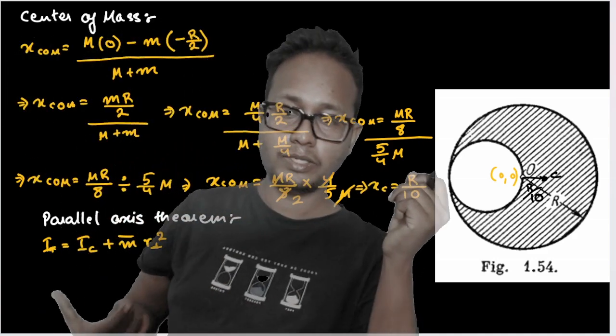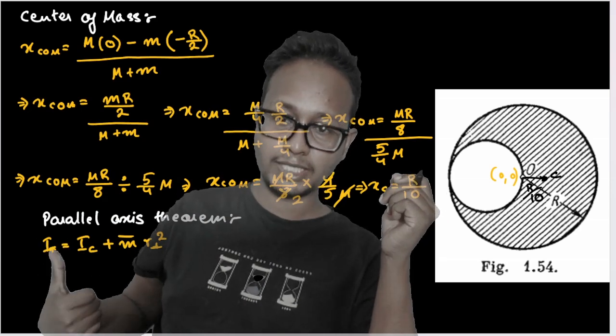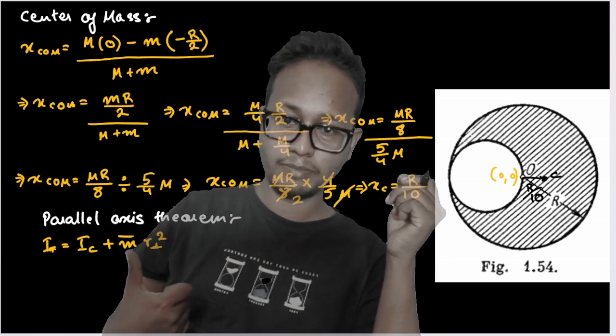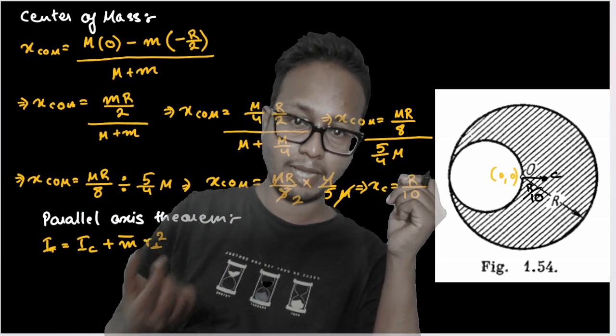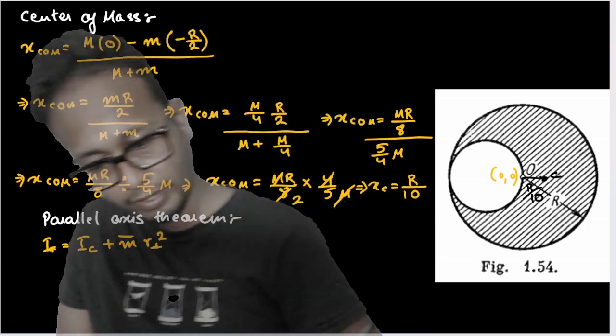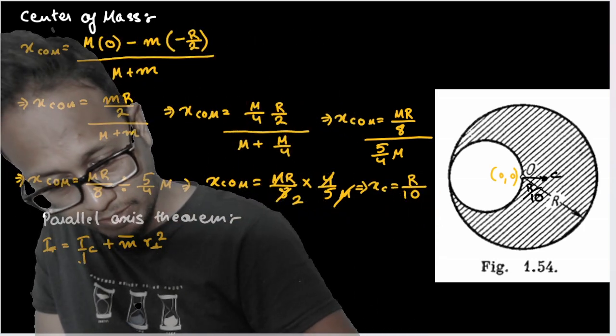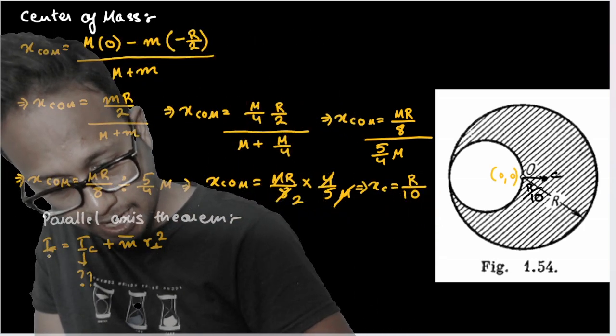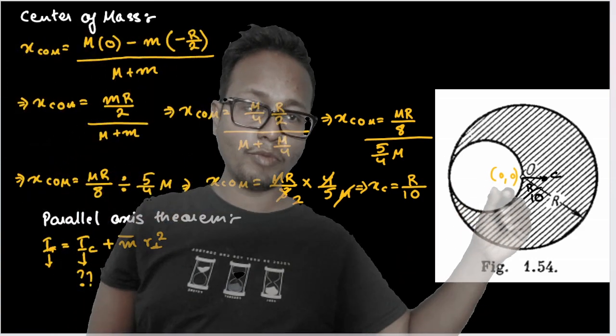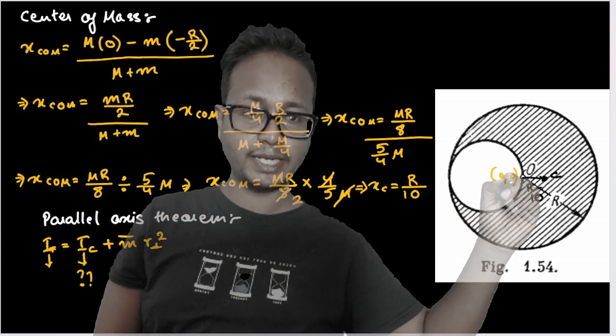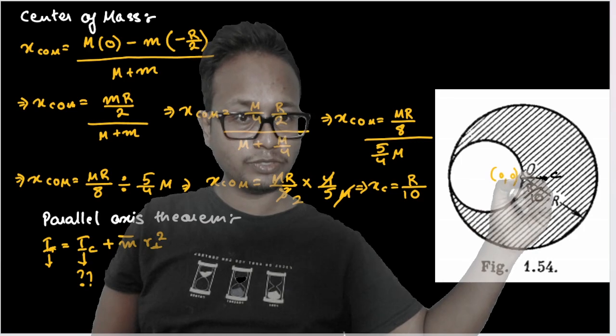You all know the parallel axis theorem. Moment of inertia about a new axis is equal to moment of inertia passing through the center plus mass of the object times the perpendicular distance between the parallel axes, isn't it? This is what I have to find out in the question. I star is nothing but the moment of inertia passing through O. Why is that? Because I already know the moment of inertia passing through point O.